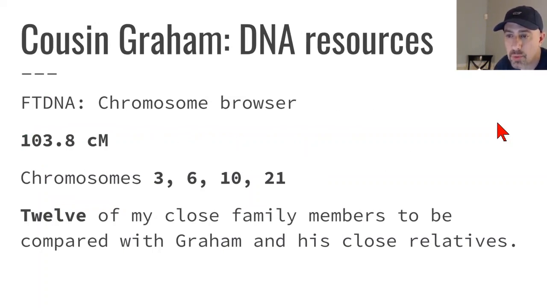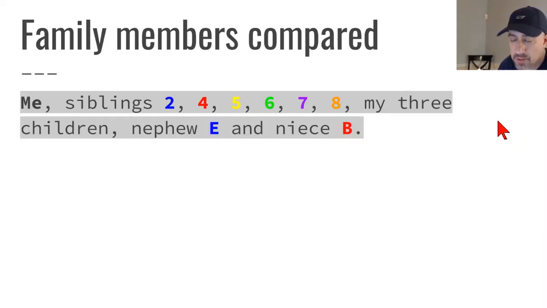Family Tree DNA has a chromosome browser, so we can get some detailed information about the DNA that Graham shares with my family, which totals approximately 104 centimorgans, spread across 4 chromosomes, chromosome 3, chromosome 6, chromosome 10, and chromosome 21. And I'll note that in this case I have access to match results for 12 of my close family members, including me, and that will help us considerably. You don't necessarily need anywhere near that number of family members to do visual triangulation, but that's what I have, and so I'm going to take full advantage of my resources, and that will work us through this example. So the family members available in this case: me, several of my siblings, sibling 2, 4, 5, 6, 7, 8, 3 children, and a nephew and a niece.